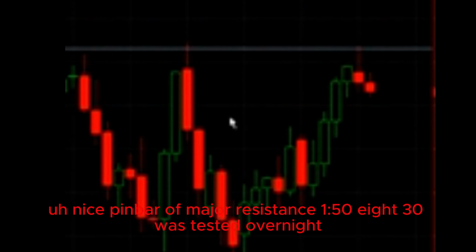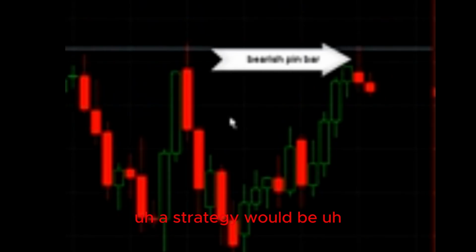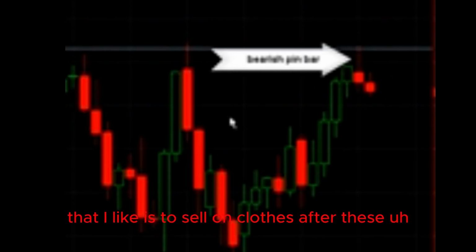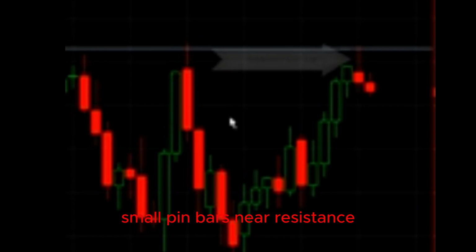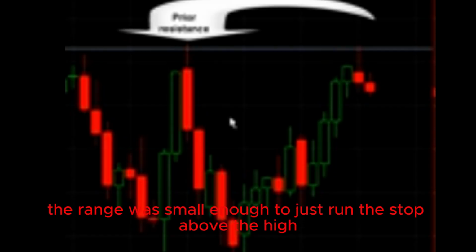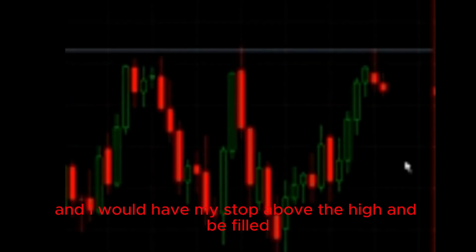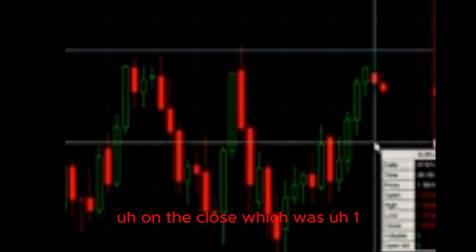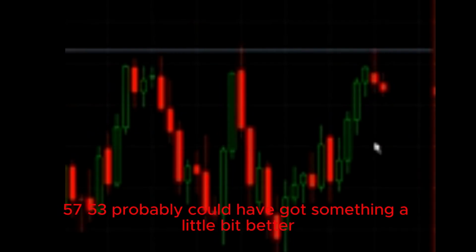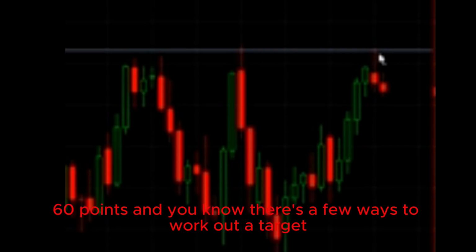Nice pin bar off major resistance, 158.30 was tested overnight, and we had an intraday reversal. Again, a strategy that I like is to sell on close after these small pin bars near resistance. And in this case, the range was small enough to just run the stop above the high. Now, I'm not in this trade, but if I was, I would have my stop above the high and be filled on the close, which was 157.53. Probably could have got something a little bit better. So we got an entry in the 70s, 157.70, and a nice stop around 50, 60 points.